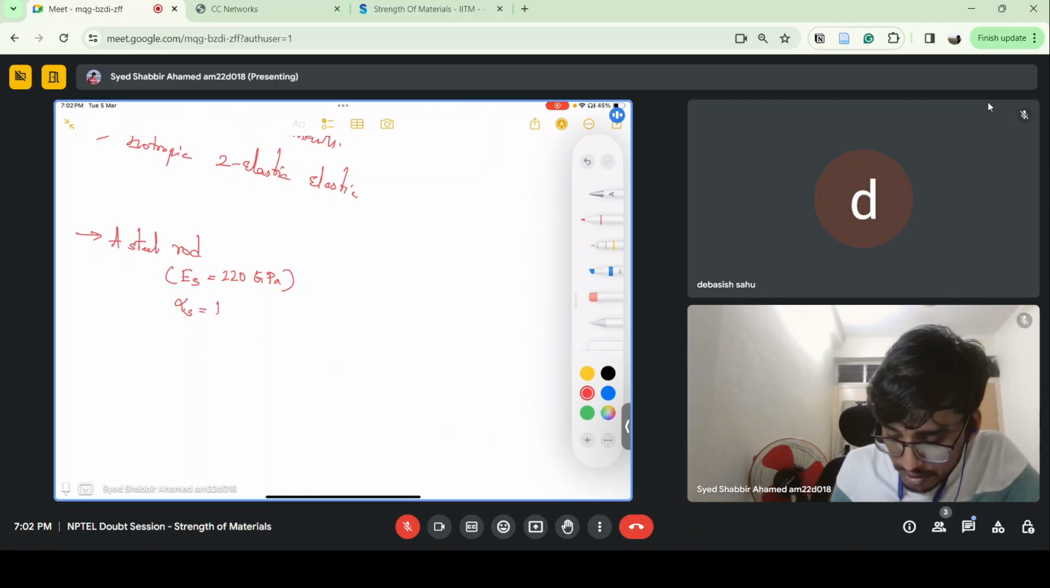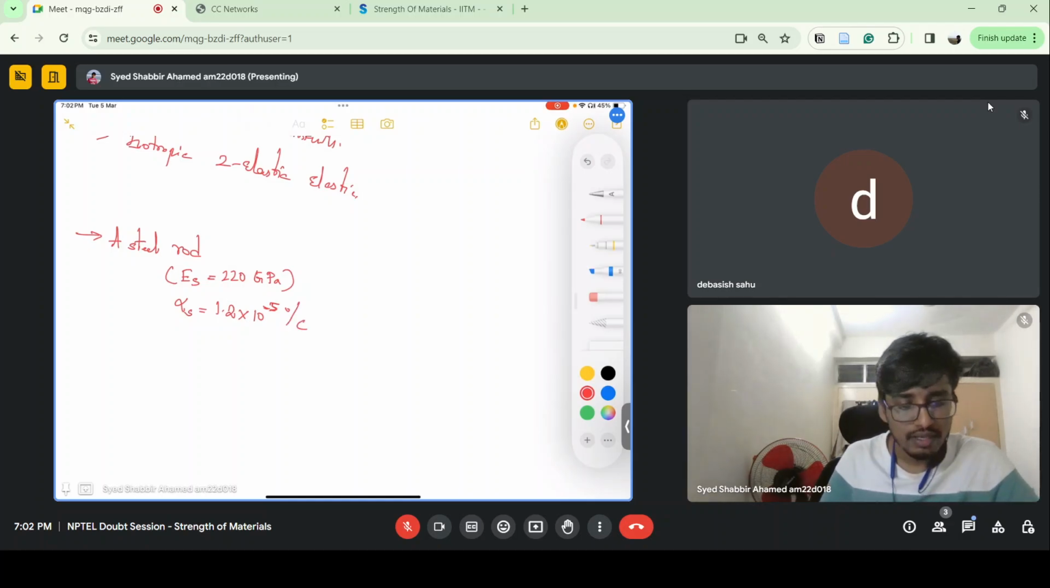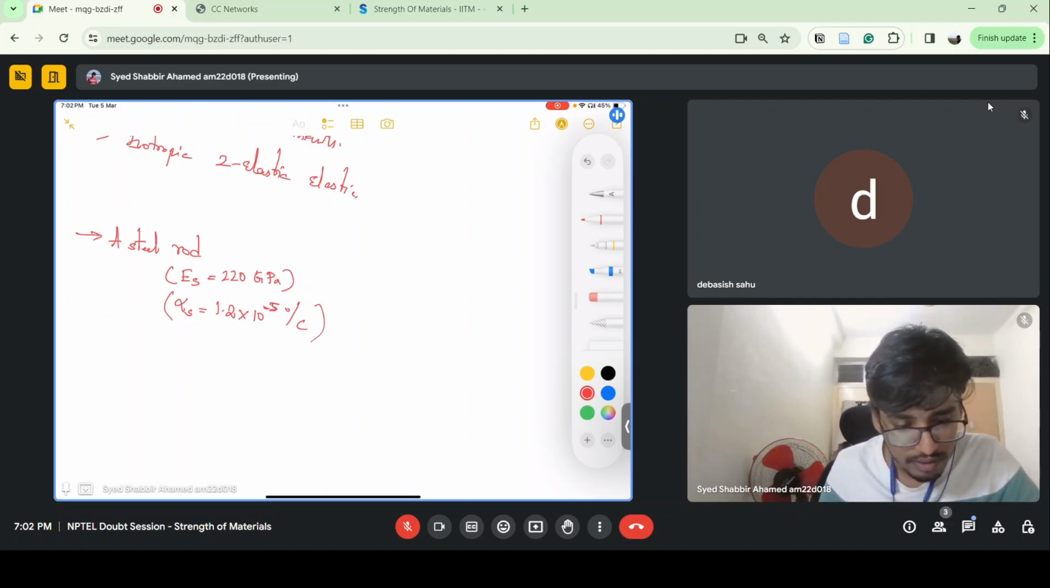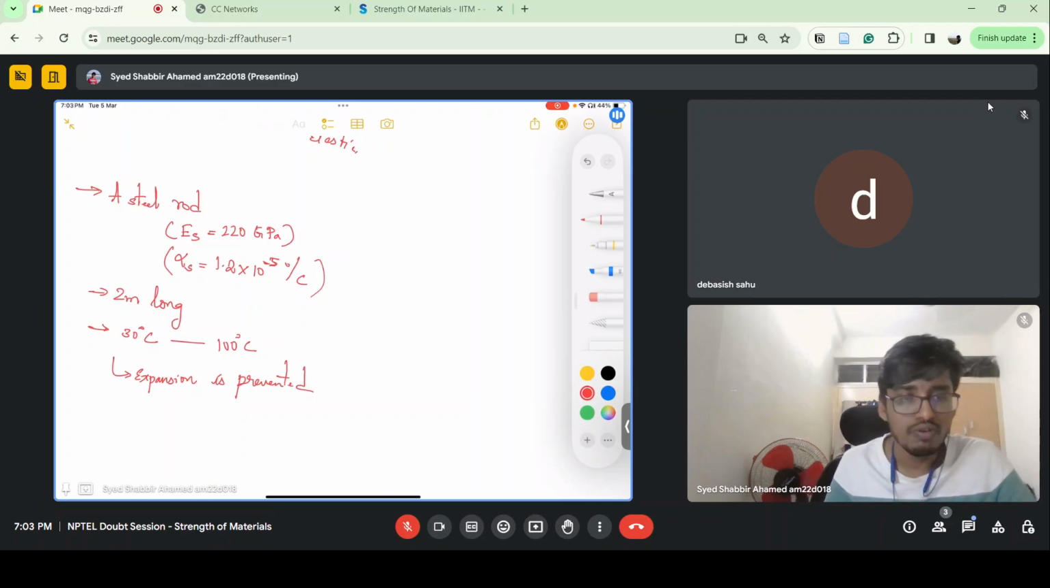And coefficient of thermal expansion, which you might have also learnt in your engineering mechanics course. The steel rod is 2 meters long. Initially it is at a temperature of 30 degrees Celsius, and then the temperature is increased to 100 degrees Celsius. If the expansion is prevented, we have to find out what the stress is.